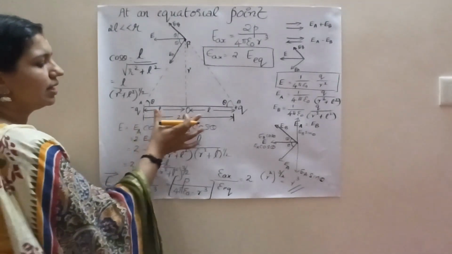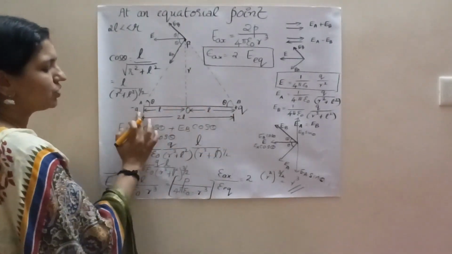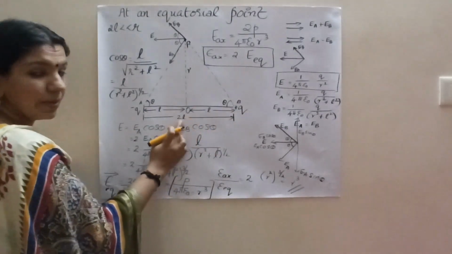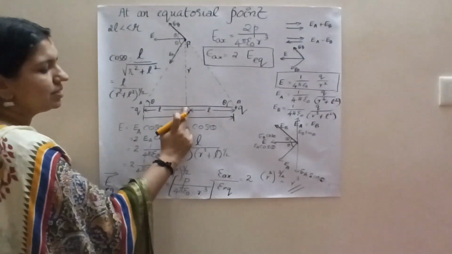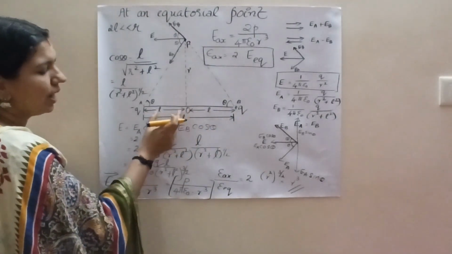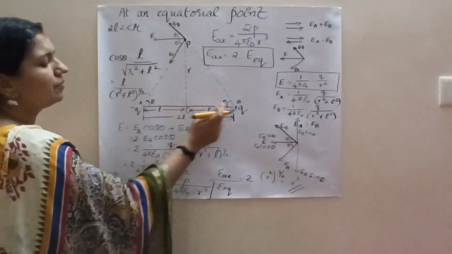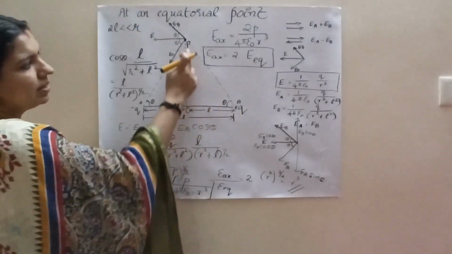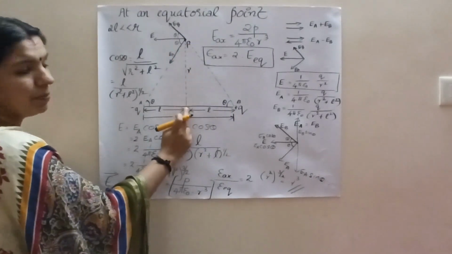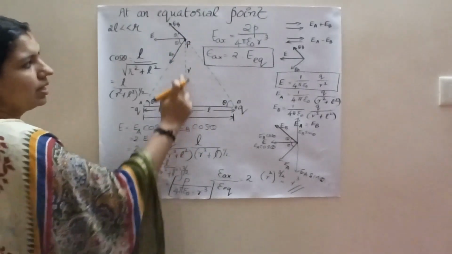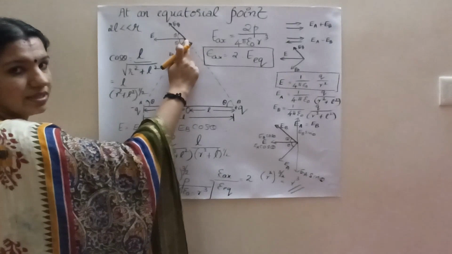Here you are considering an electric dipole AB having charges minus Q and plus Q separated by a distance 2L. The center of the dipole is taken as O. So L is the distance from A to O, and from B to O it is L. Then the point has a distance R from O. Then here you have a unit positive charge.